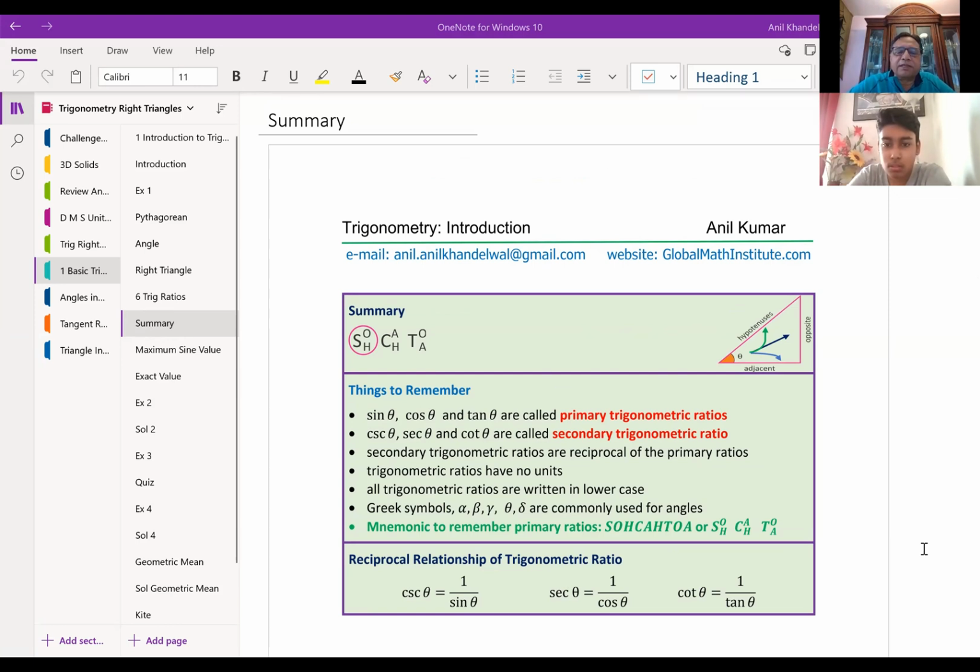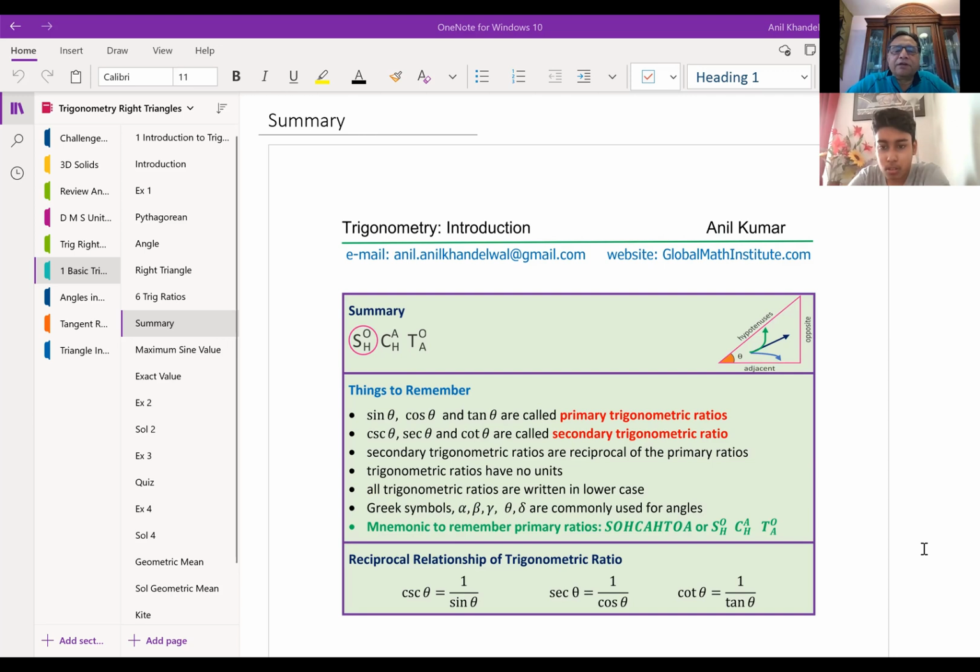And notice that sine, cosine, and tangent, that's their full name, written in short as shown here. They're always with lowercase, right? Not capital S, lowercase, correct? The other three which are mentioned are cosecant theta, secant theta, cotangent theta. They are called secondary trigonometric ratios, right?